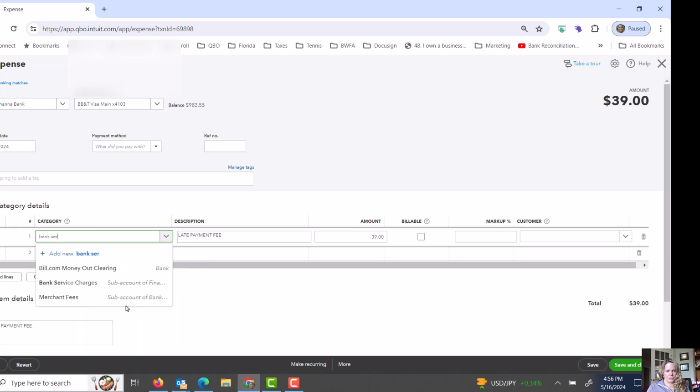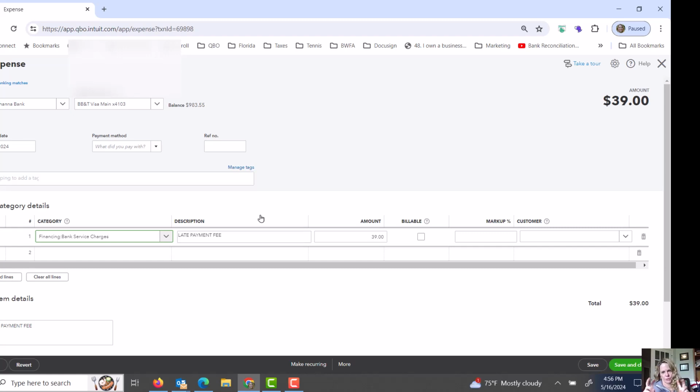Bank service fees. Okay, so the implication of this is that, if I hadn't gone in to fix this transaction, instead of posting into the bill.com cash account, this would have never shown up on the P&L. The client would have never received the deduction they would have been entitled to, because financing bank service charges is a P&L account and bill.com money out clearing is a balance sheet account.